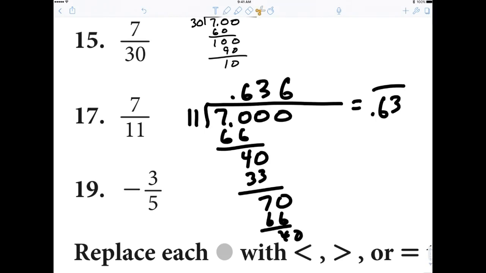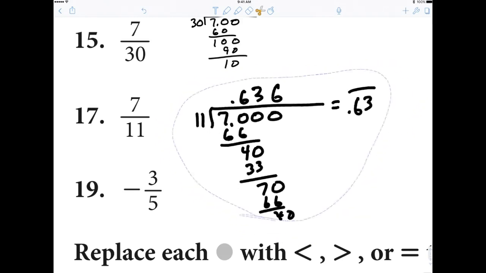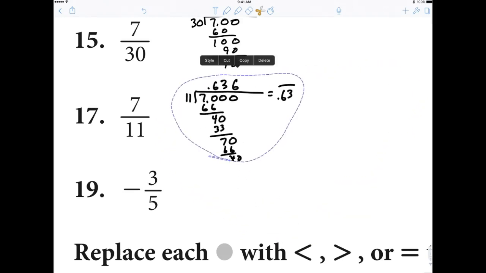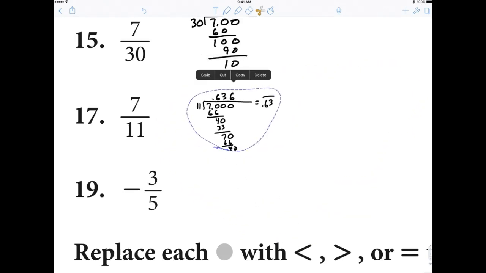All right, now notice what I'm doing. I'm highlighting this, and then I'm shrinking it down. All right? I think that's a nice way to do things. I love the notability. It gives you lots of flexibility.